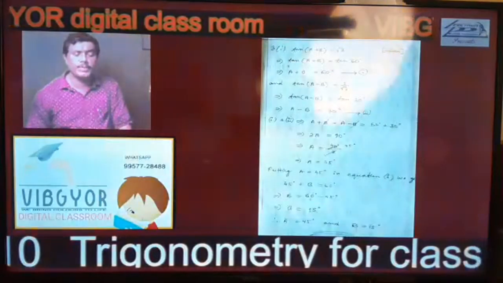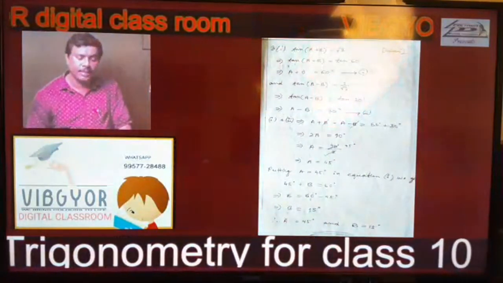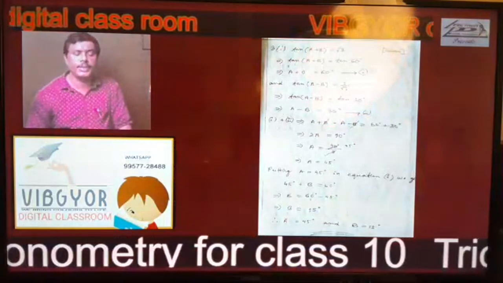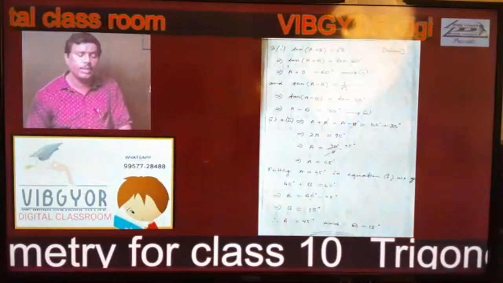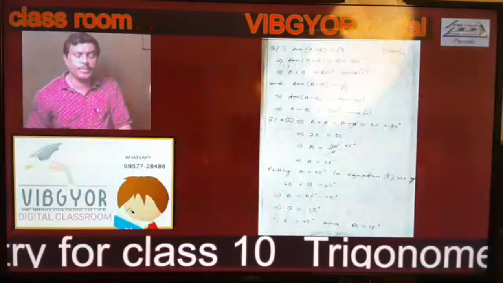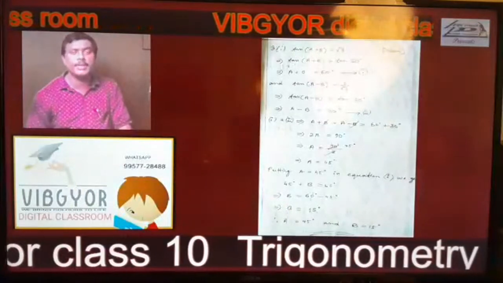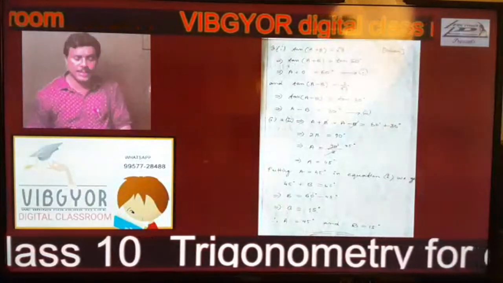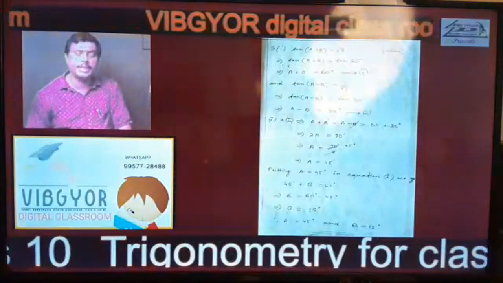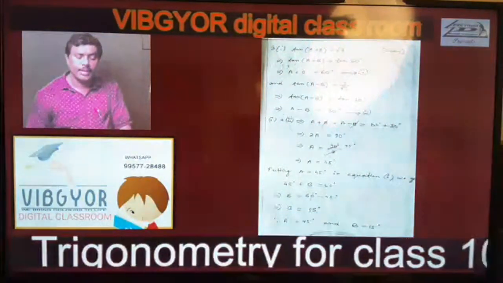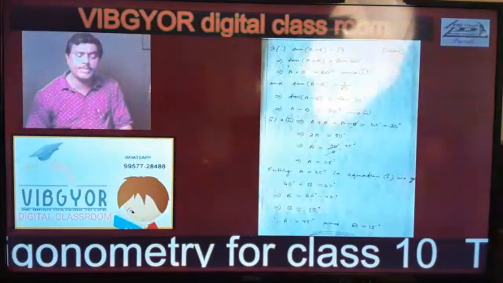Now we have to solve for a and b. For that, we have to add these two equations, equation number 1 plus equation number 2. Then we'll get a plus b plus a minus b is equal to 60 degree plus 30 degree. One is plus b and the other is minus b, so it is cancelled.